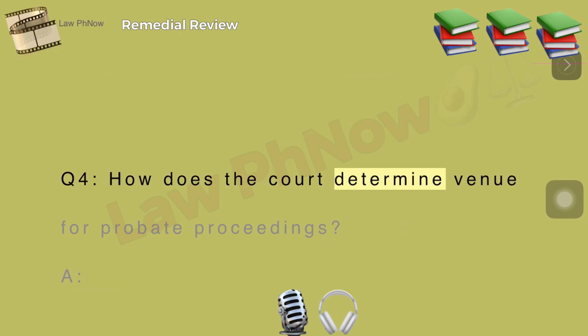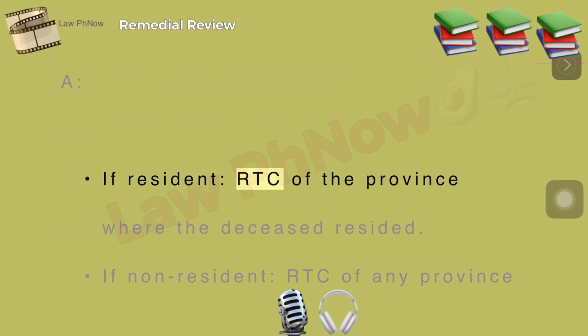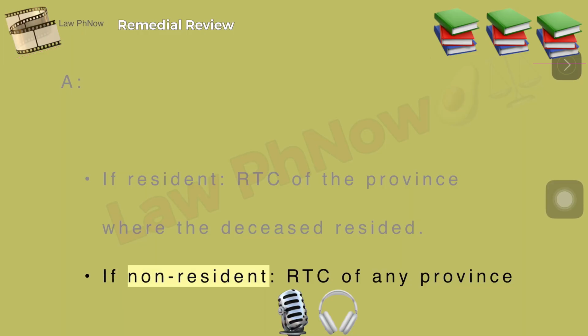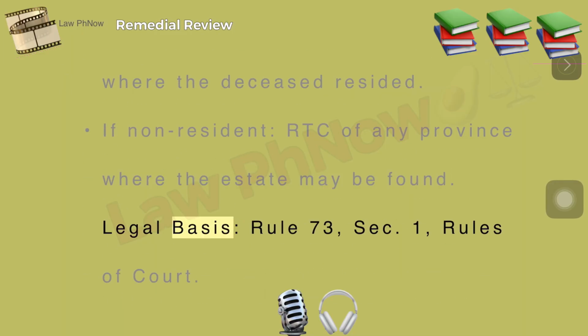Q4, how does the court determine venue for probate proceedings? A. If resident, RTC of the province where the deceased resided. If non-resident, RTC of any province where the estate may be found. Legal basis, Rule 73, Section 1, Rules of Court.